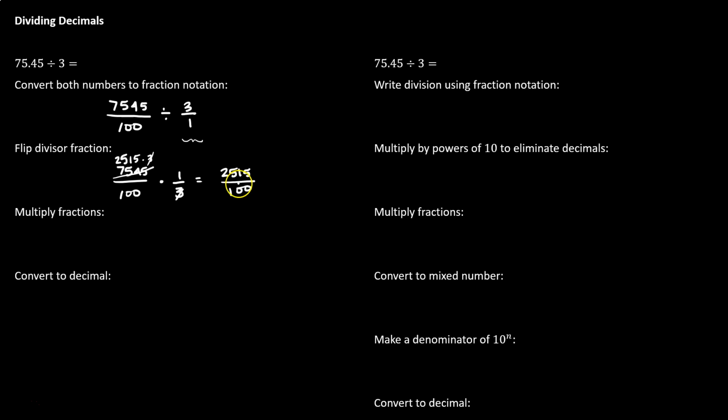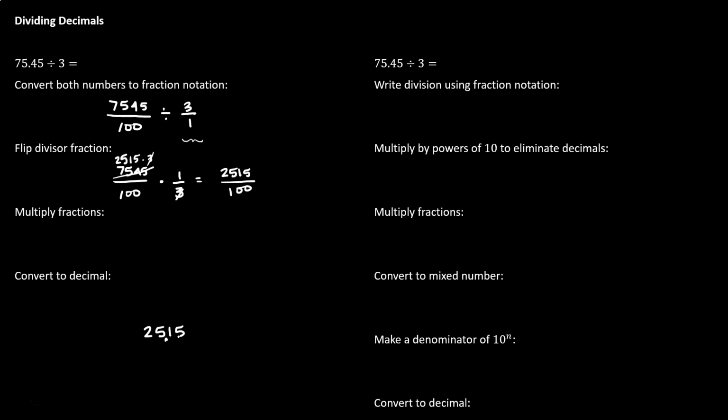And then if we wanted to convert this into our decimal, we can copy down our numerator. Look at the denominator. It says that we're in the hundredths place, which means 2 digits after the decimal. So 25 and 15 hundredths.